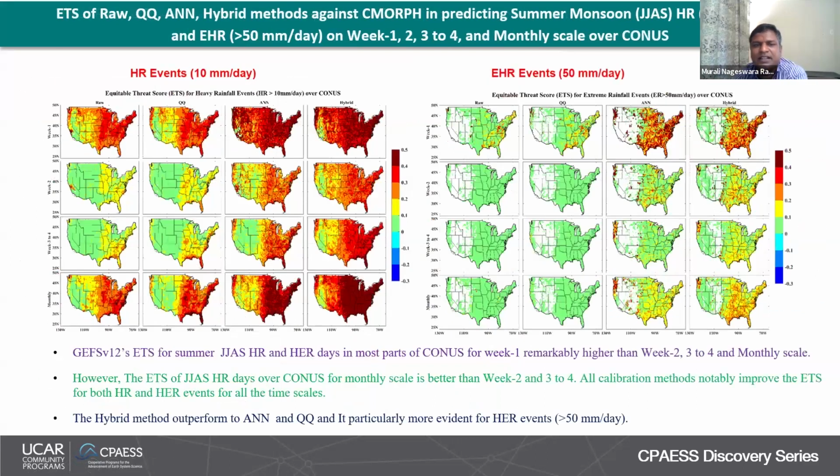And when you look at the extreme events, heavy rainfall events, 1 centimeter and 5 centimeters, this is also the ETS for those.